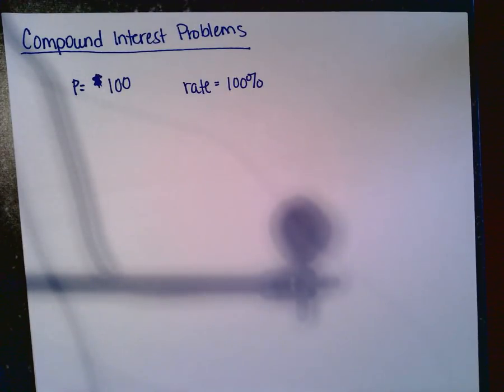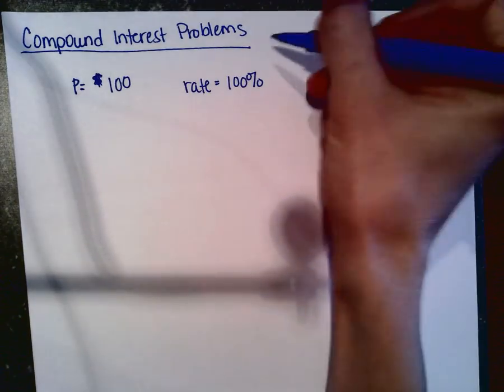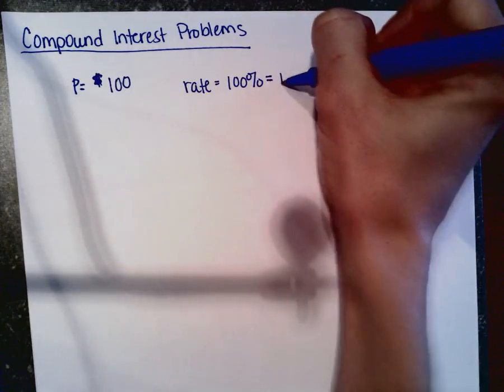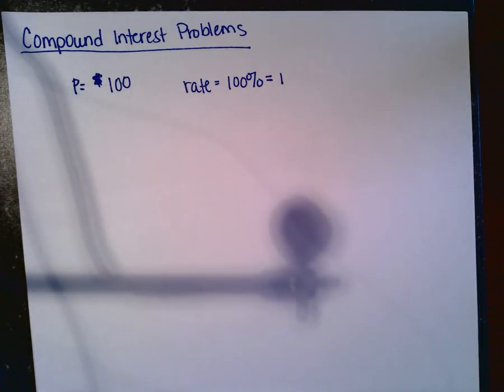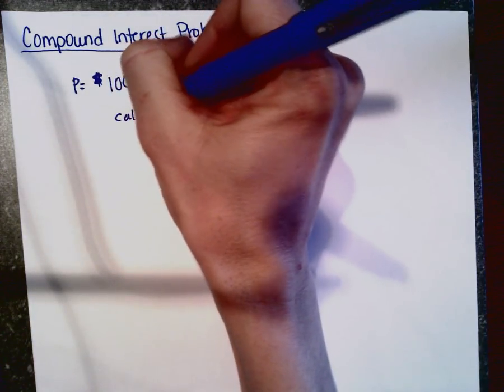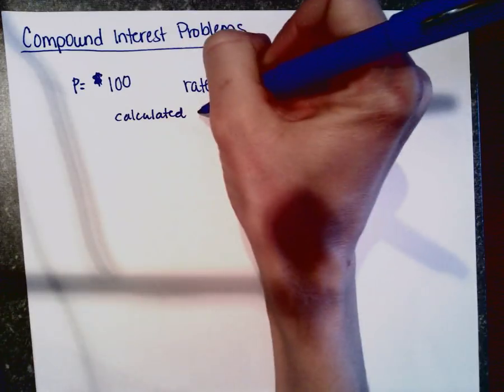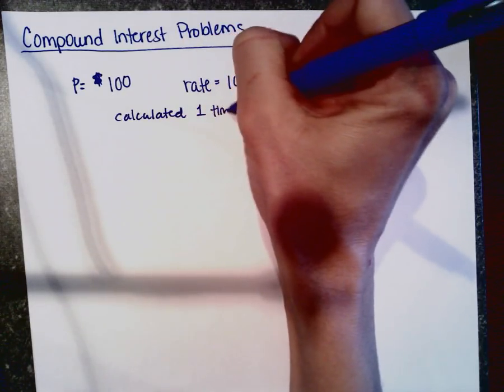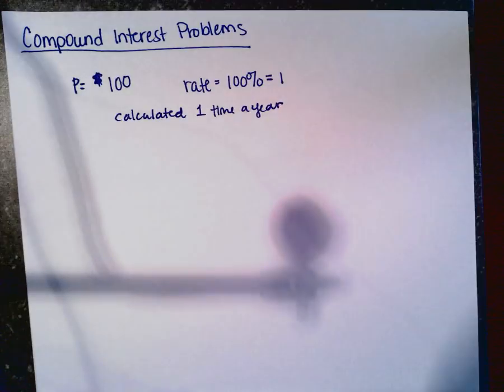If you think back to when you first learned about percents, we know that 100%, if we change that to a decimal, will be 1. So we're going to use 1 as our rate here. So let's think about if this rate was calculated once a year, how much money we would earn in interest at the end of that year. If I have a 100% annual interest rate and it's calculated once a year, then at the end of the year, I should get double my money. I should get 100% of it added in interest.